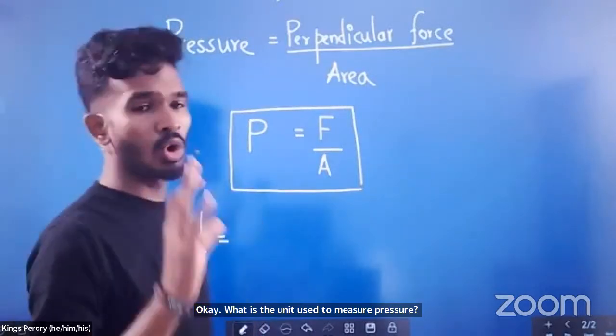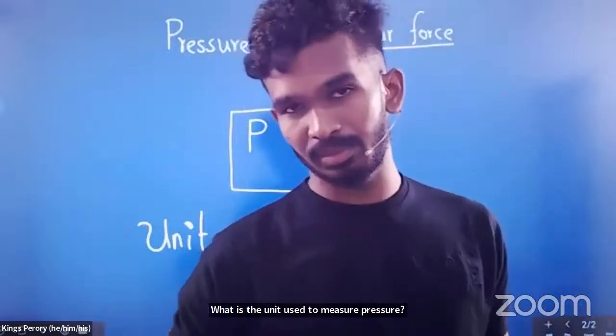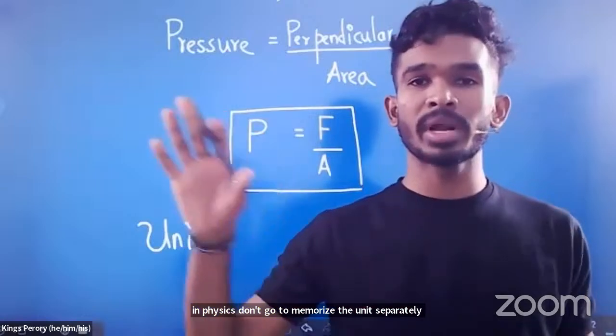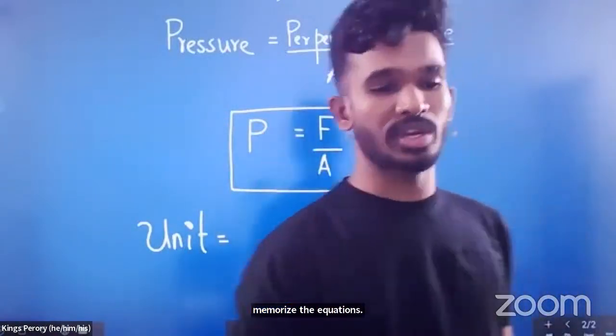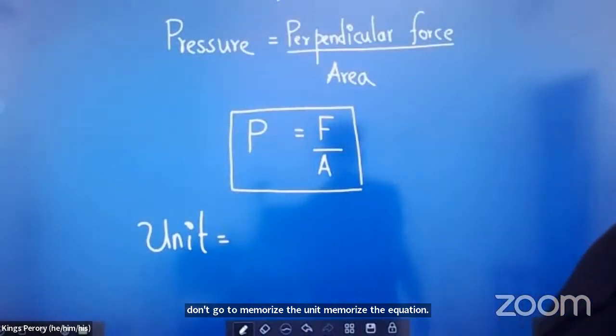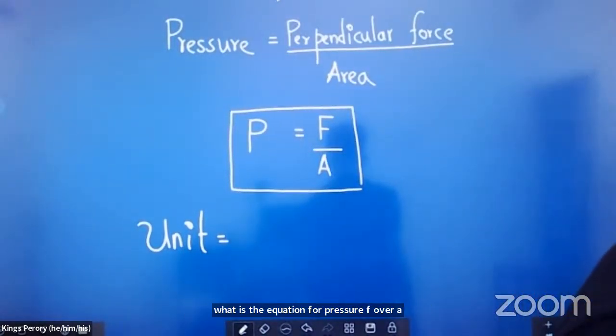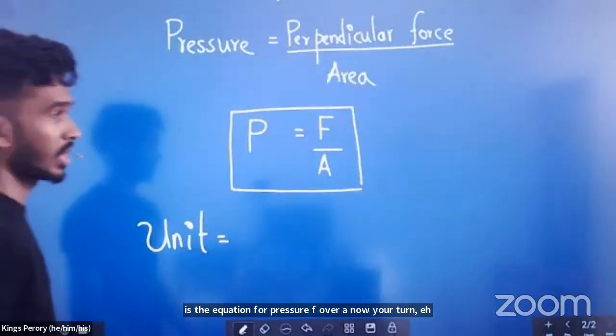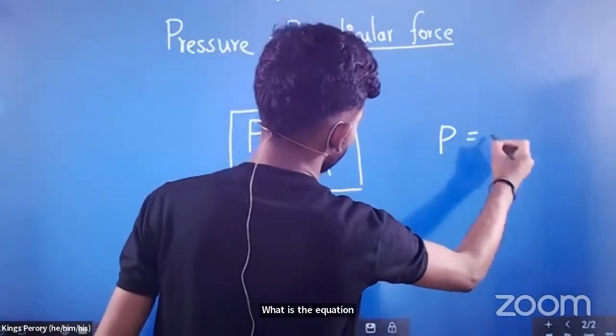Remember, in physics, don't memorize the unit separately. Memorize the equations. What is the equation for pressure? F over A. Now your turn. What is the equation for pressure? F over A. Pressure is force F over A.